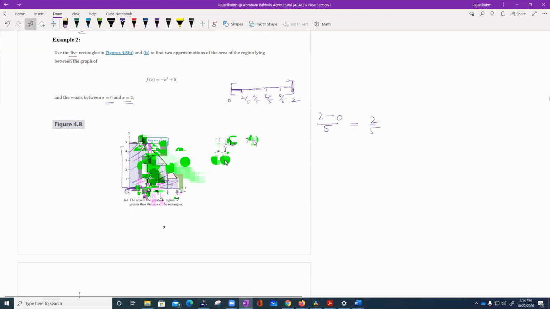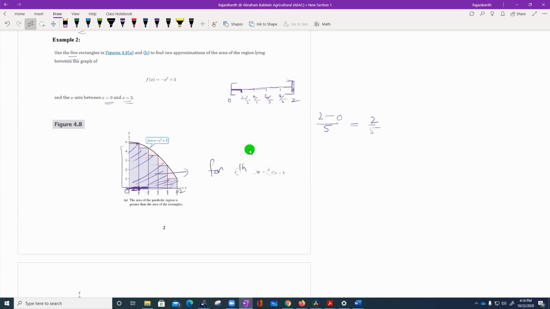Okay. That is why when you add all, you will get, for the ith rectangle, right? I could be any number from 1 to 5, because I have up to 5 rectangles. So arbitrarily, I'm talking about the ith rectangle, right? So if you look at the ith rectangle, what does that mean?